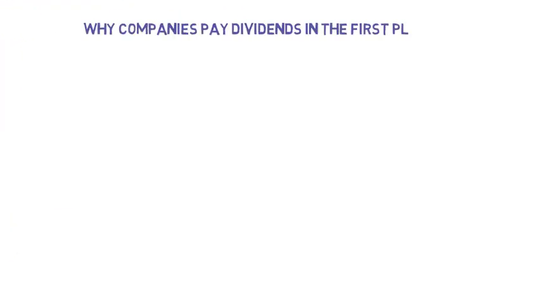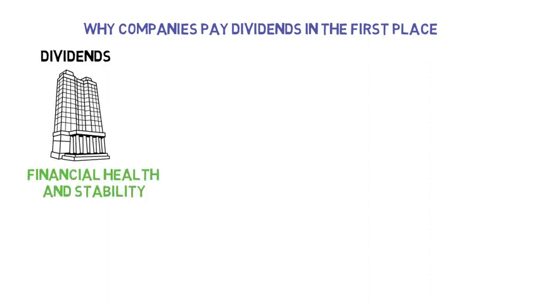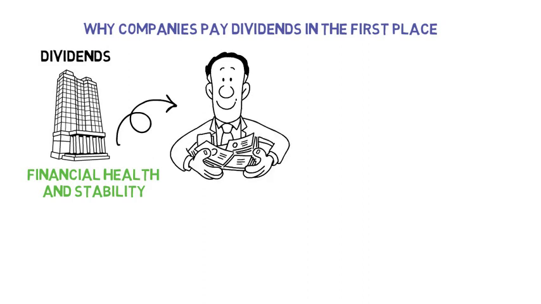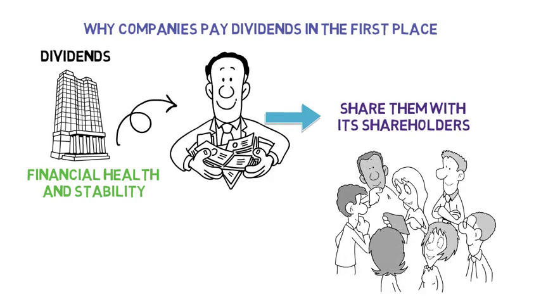Now let's talk about why companies pay dividends in the first place. Dividends can serve as a signal of a company's financial health and stability. It shows that the company is generating profits and is willing to share them with its shareholders. This can attract more investors and increase demand for the company's stock.